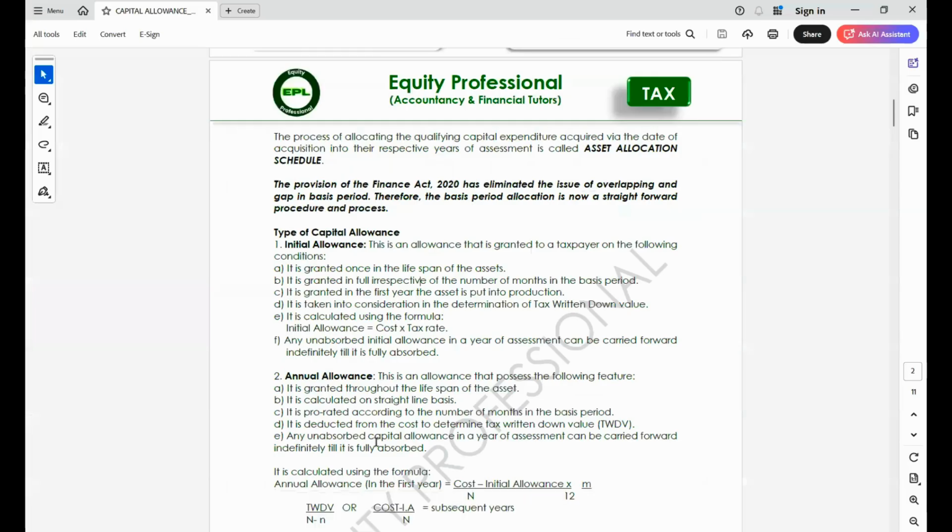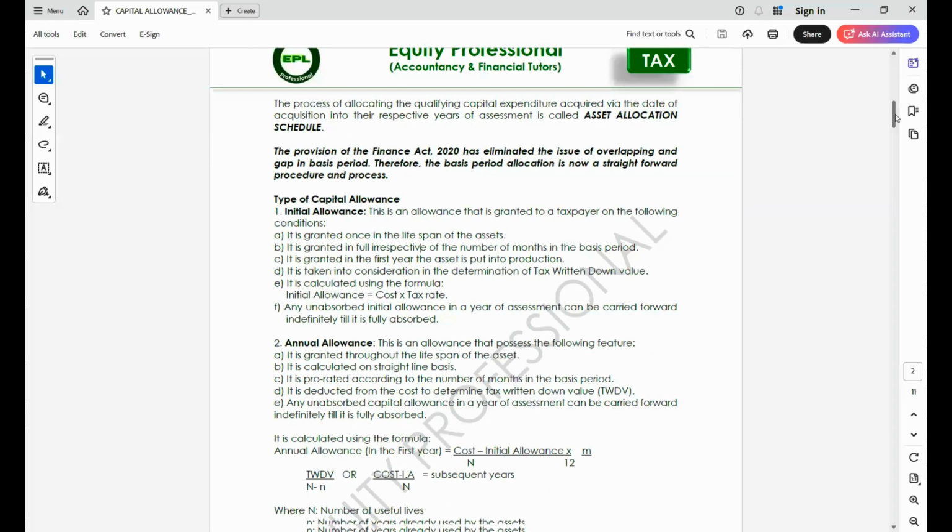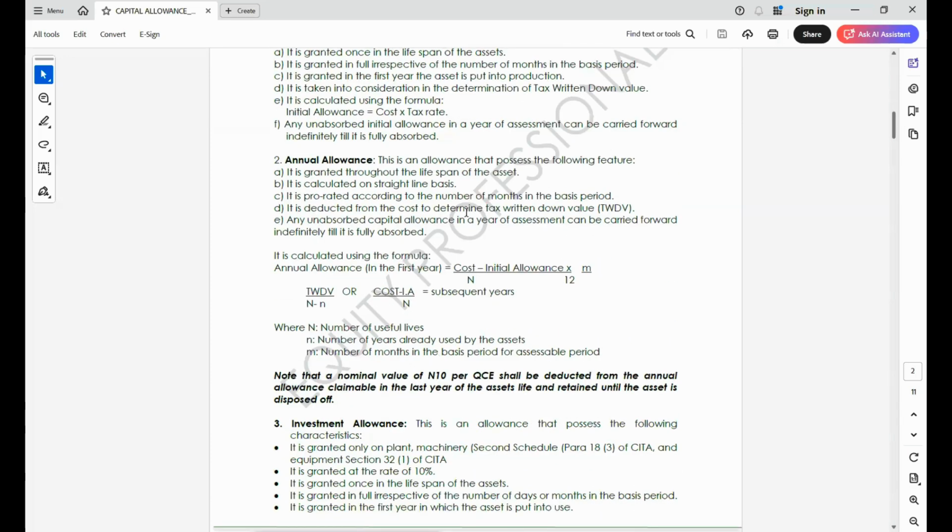Any unabsorbed annual allowance in the year can be carried forward, the same as with your initial allowance. Any amount you cannot absorb in any particular year of assessment, you have a right to carry to subsequent years indefinitely.